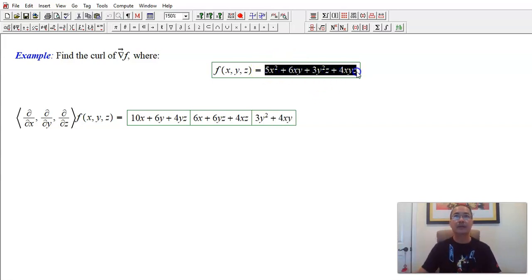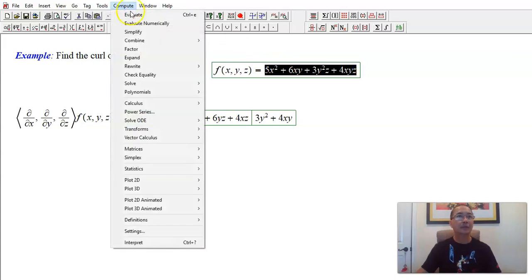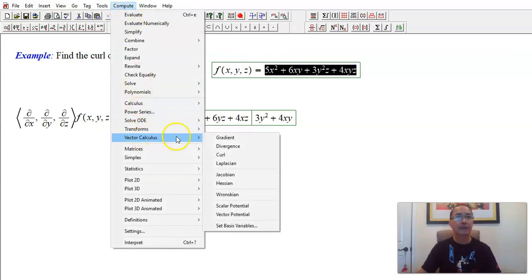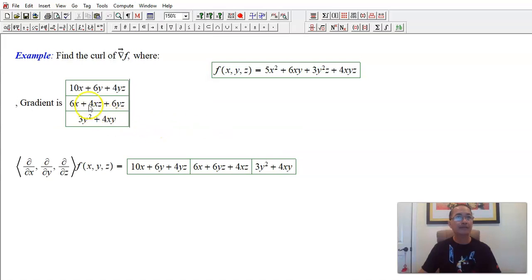Okay, are we correct? Compute vector calculus gradient. What's our grade for our gradient? Looks like we get an A+. Yes, everything is correct. Excellent.